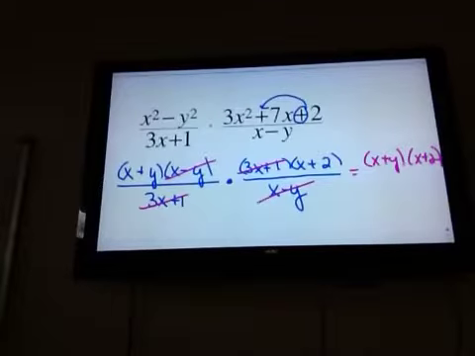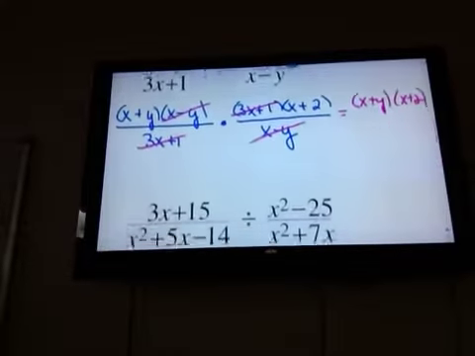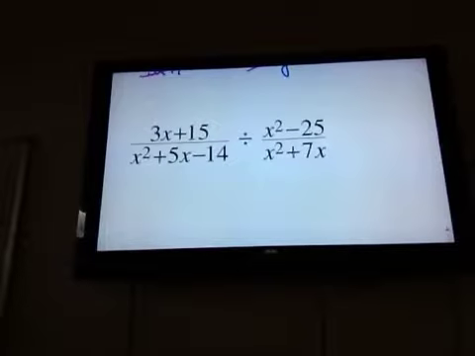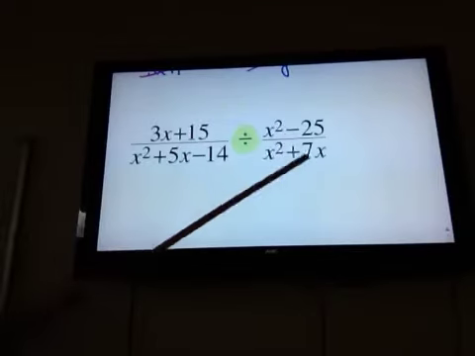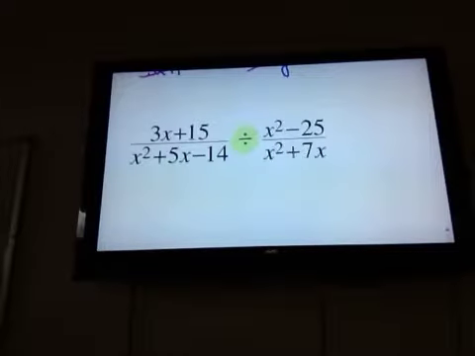What would you do if it was a multiplication? If it's division, what do we do when we divide by a fraction? Just flip it. We're just going to flip it and do the same thing. So we're just going to take the reciprocal of the second one. Otherwise, we're going to do exactly the same thing we did.